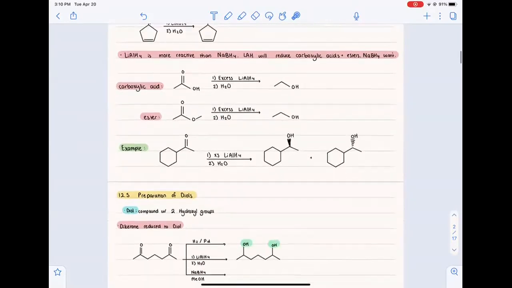And again, make sure that if it is a chiral center, you are making that racemic mixture and putting dashes and wedges. Any questions on that?